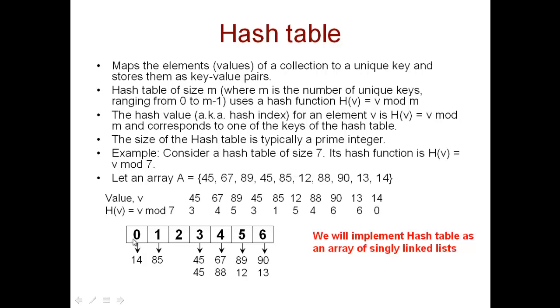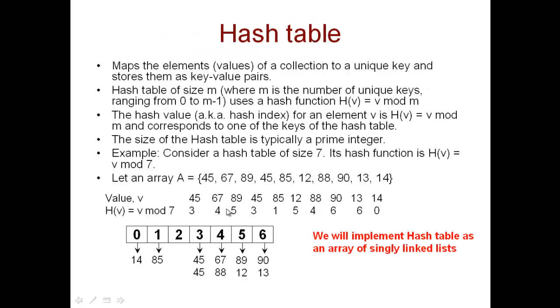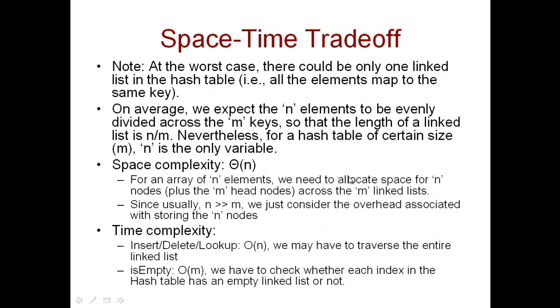And then you also have to store the index for this array of linked lists, right? So you can say n plus m is the space complexity. But since n, the number of elements you want to store, is typically much greater than the divisor m, we can say n plus m is approximately n.